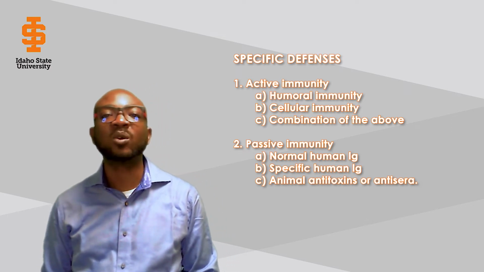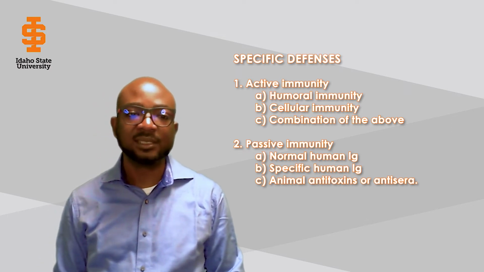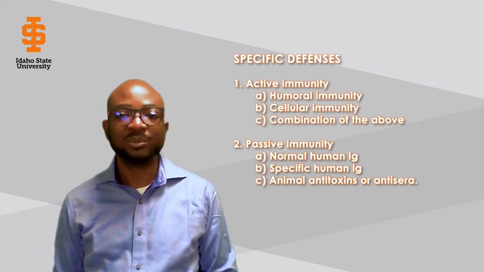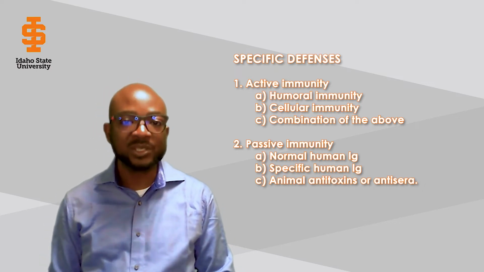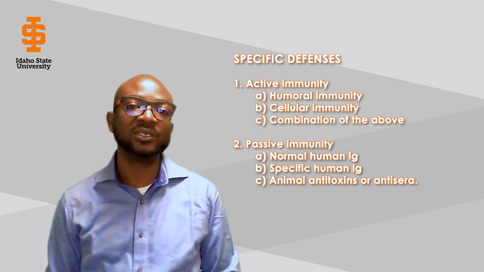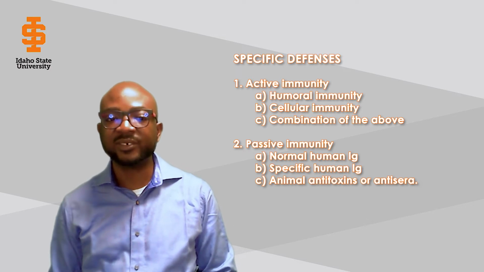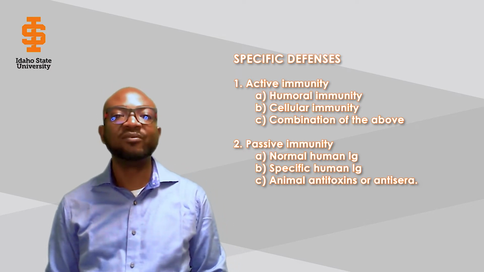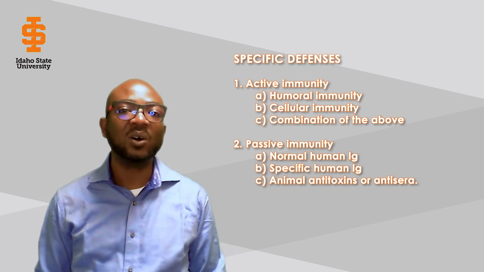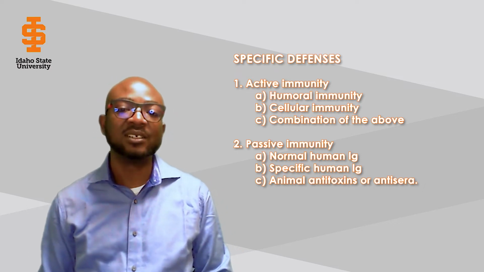Active immunity may be acquired in three ways. The first is following clinical infection, as happens with chickenpox, rubella, and measles. The second is following subclinical or inapparent infection, as we see in polio and diphtheria. And thirdly, following vaccination with an antigen, which may be a killed vaccine, a live attenuated vaccine, or a toxoid.